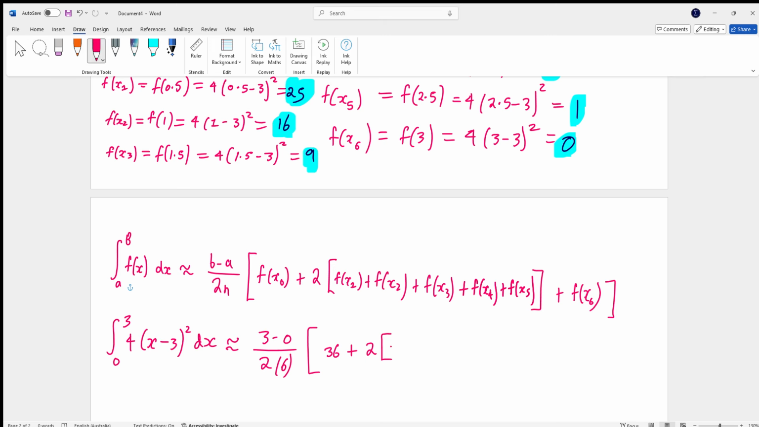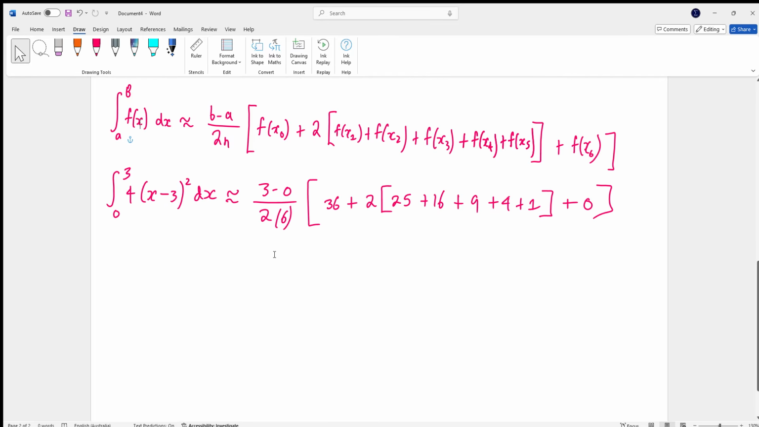So you're going to have your 25 plus 16 plus 9, and then what was the other value? 4 and 1. And then here plus your 0. Okay. You then chuck that into your calculator and again hope for the best here, okay? So we have 3 over 2 times by 6 at the front times by 36 plus 2 times by 25 plus 16 plus 9 plus 4 plus 1 close bracket plus 0 close bracket. So we get 32 roughly for this whole thing here.